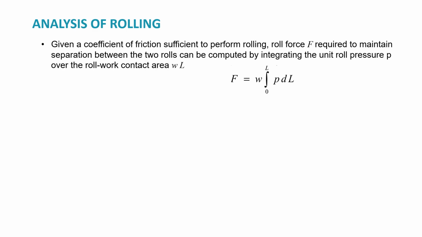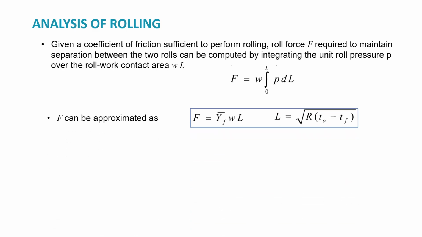Given a coefficient of friction sufficient to perform the rolling, the roll force F required to maintain the separation between the two rolls can be computed by integrating the unit roll pressure p over the roll-work contact area, w multiplied by L. So the force can be approximated as Y_f prime multiplied by w multiplied by L, where L is computed as the square root of R multiplied by the draft.